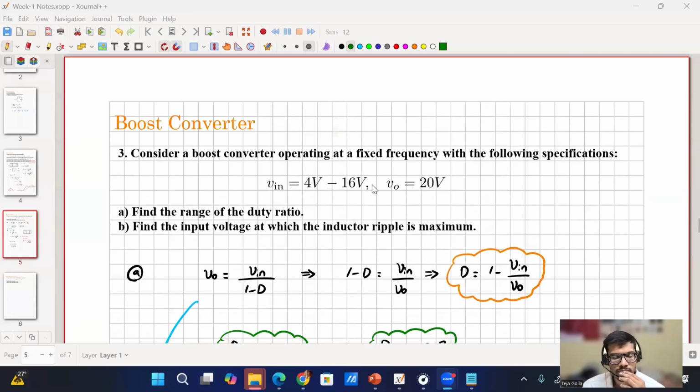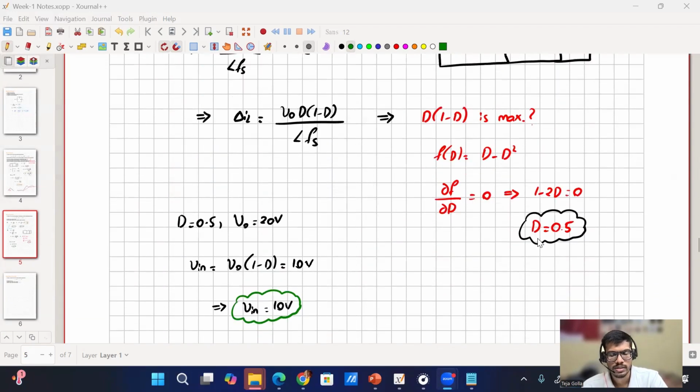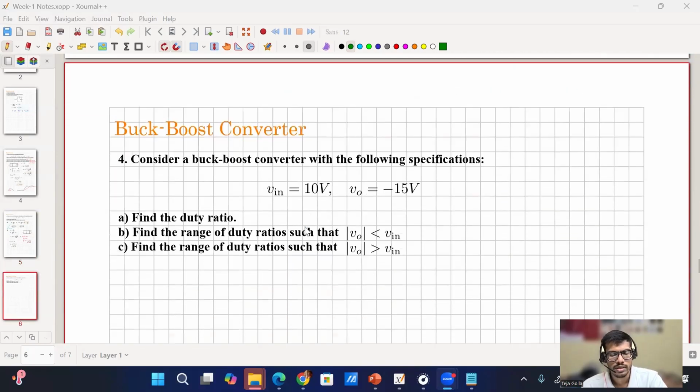In the first question, they have asked us to find the range of duty ratio, but that we have found out. Then, find the input voltage at which the inductor current ripple is maximum. First, we found the condition when the inductor current ripple will be maximum, then we substituted that and found the input voltage. Yes, you're right. Fine. Thank you, sir. We can go to the fourth question.